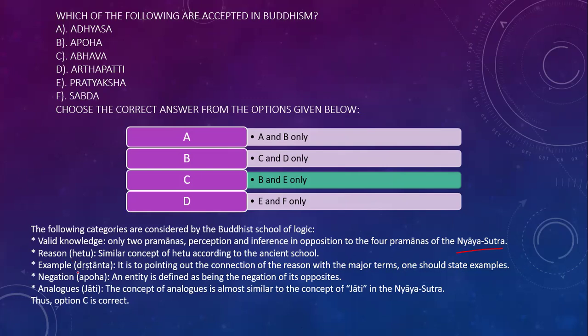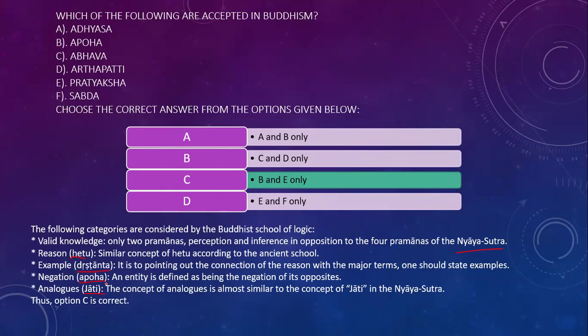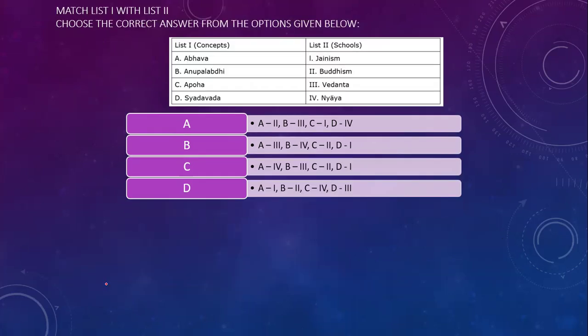Reason, hetu, chhala, jati. Here we have seen the Nyaya Sutra. From the Nyaya Sutra, what we have is the two: chhala, apoha, jati. So here, choose the correct answer from the following options.